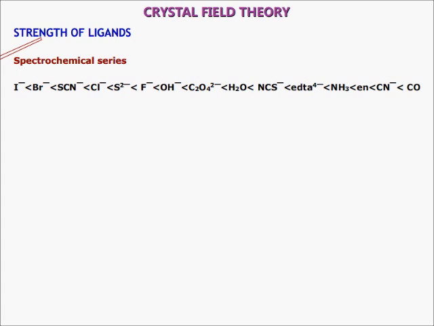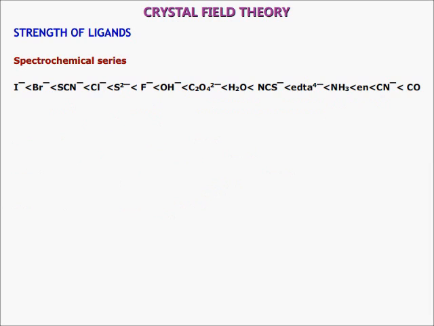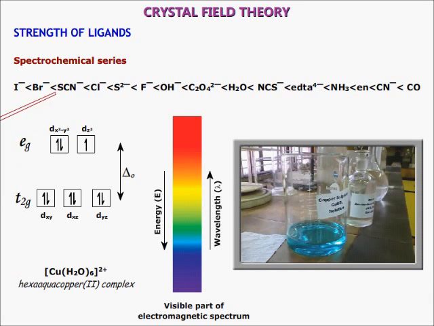The ligand strength is arranged in a series called the spectrochemical series in order of increasing strength. These ligands on the left-hand side cause very small crystal field splitting energy, and these ligands on the right cause large crystal field splitting energy. This series is called the spectrochemical series because the color of coordination complexes is due to d-d electronic transition.